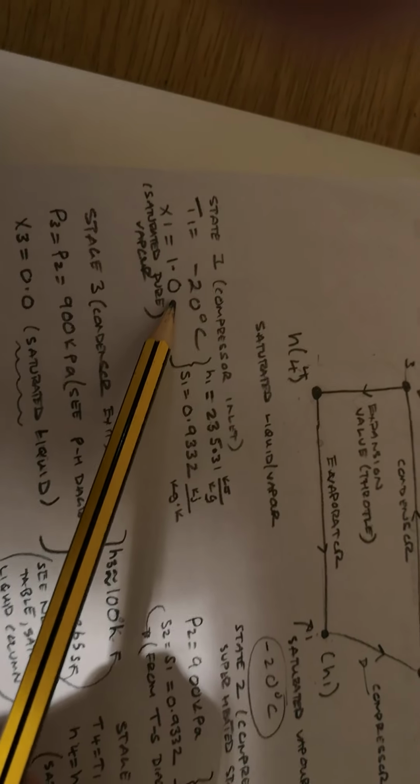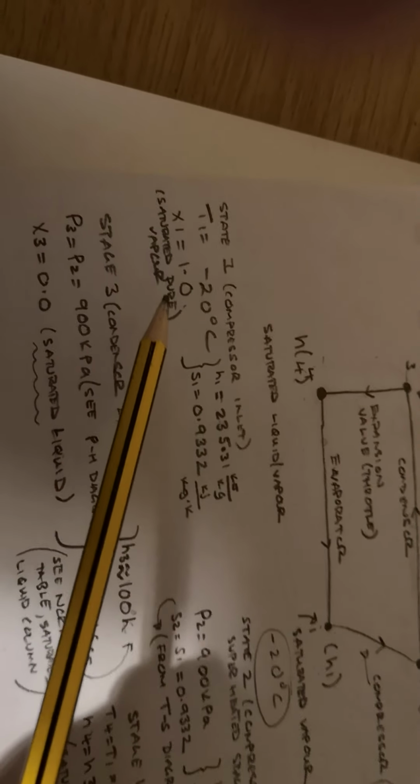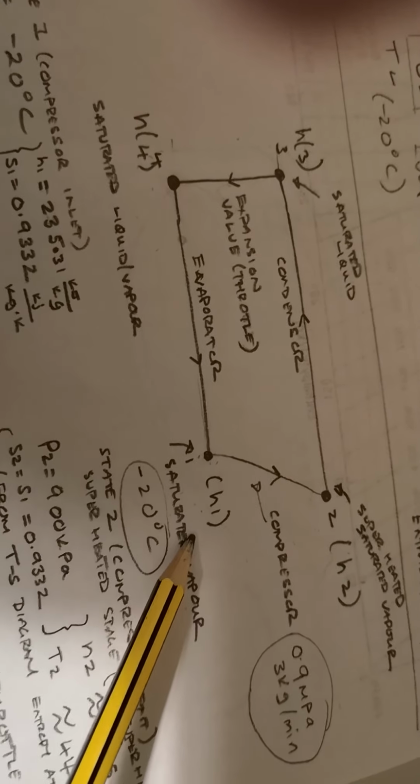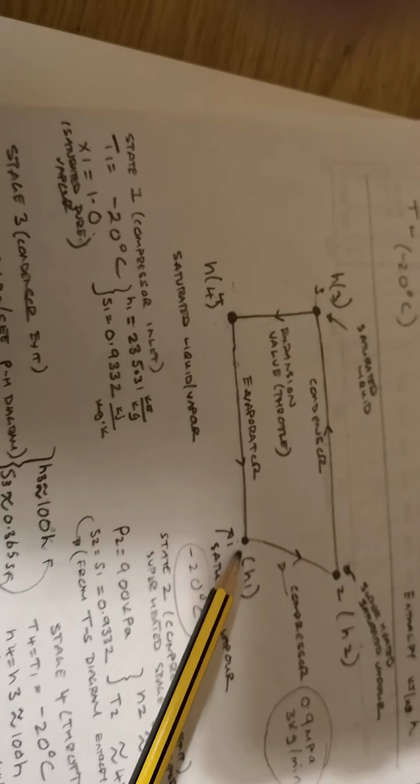Now X is 1.0, which means it's a pure vapor, a saturated pure vapor. There's no liquid inside at this particular stage. So the compressor at stage 1, it says there as well, X equals 1. It's very important to know this, and that comes from the diagrams. I'm going to turn this over and show you the diagram.